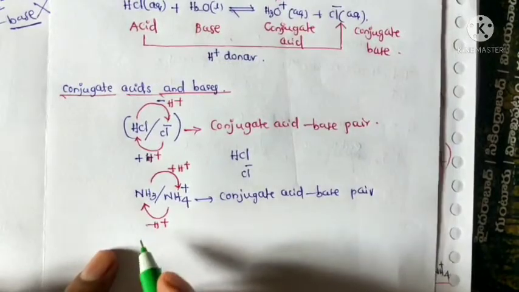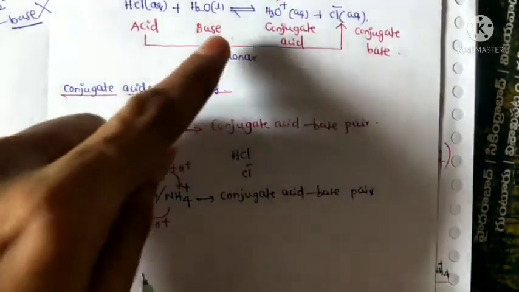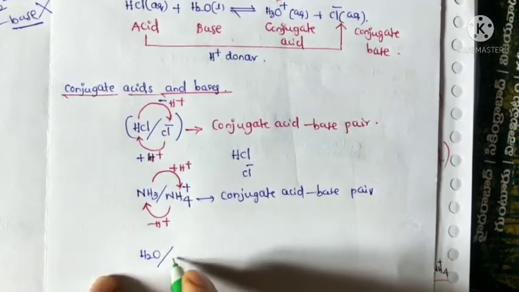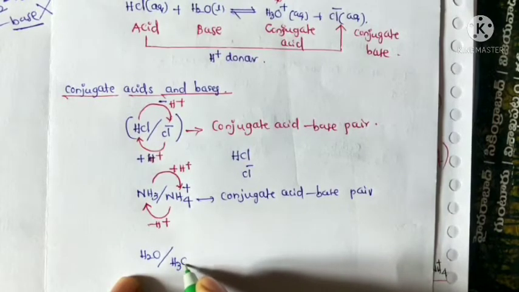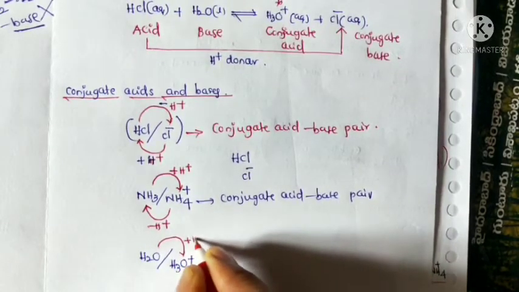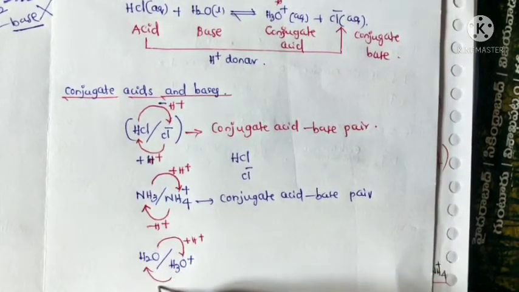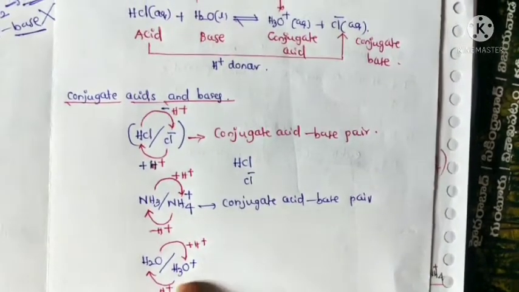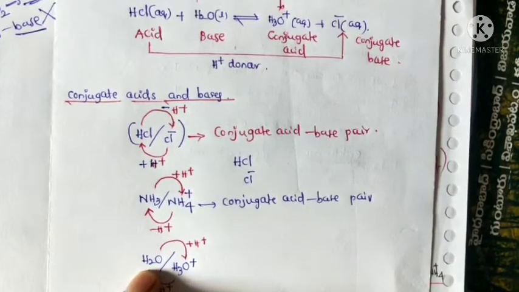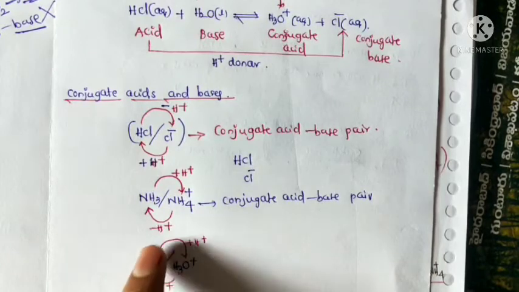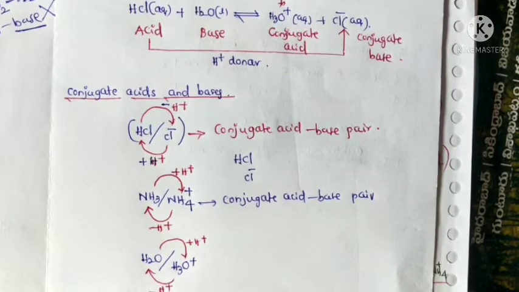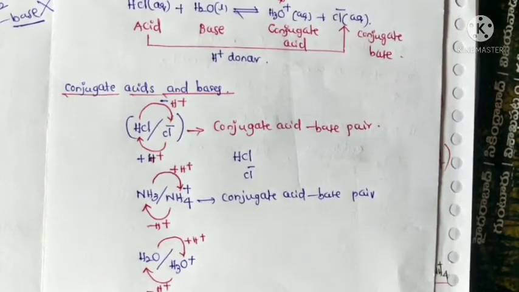Here is another example, H2O and H3O plus. They differ by only one proton. By accepting one proton, H2O can be converted into H3O plus. By losing one proton, H3O plus, the hydronium ion, can be converted into H2O. So this pair is also called a conjugate acid base pair.